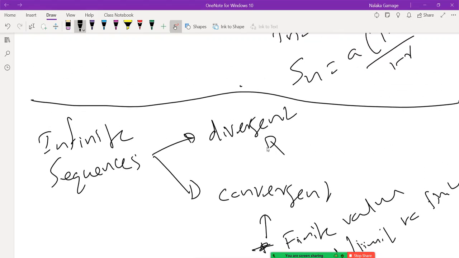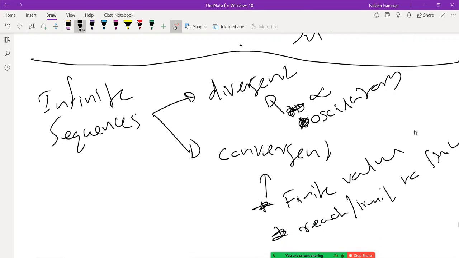A sequence can be divergent in two ways. One is its infinite term is infinity or reaches infinity, or it is oscillatory. Then we say the sequence is divergent. That's all. Then you must have an example for each of these, then you are done. This is not rocket science.